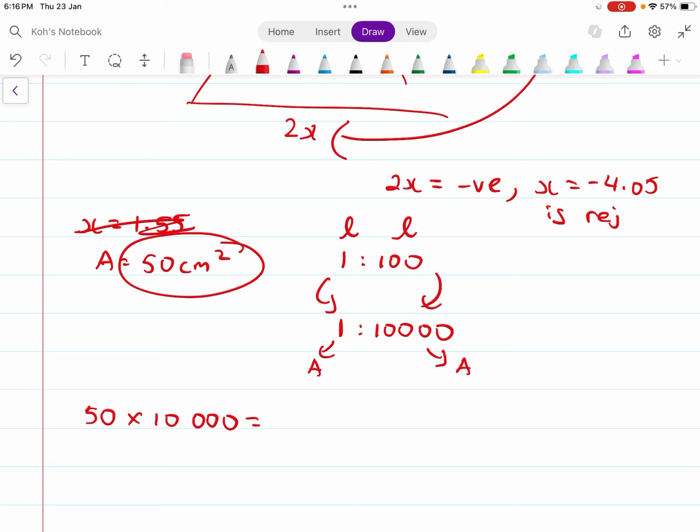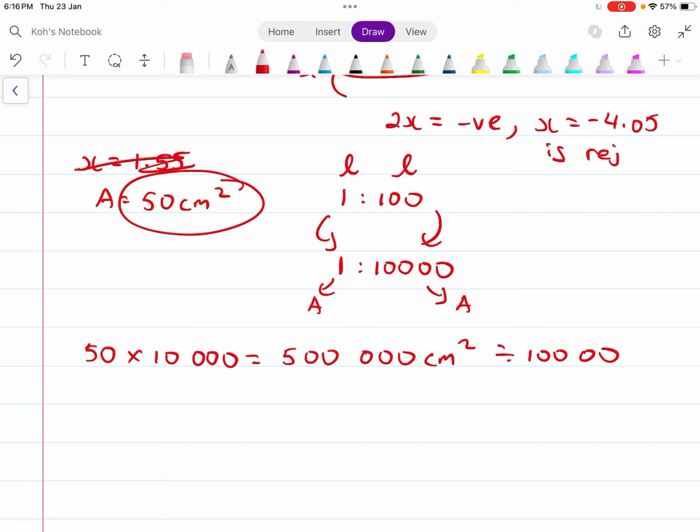So you simply use 50, because this is the model, times 10,000. This will give you 500,000 cm squared. But they want it in terms of meter squared, so you need to divide by 10,000. This will give you 50 meter squared. So that's how we do it.